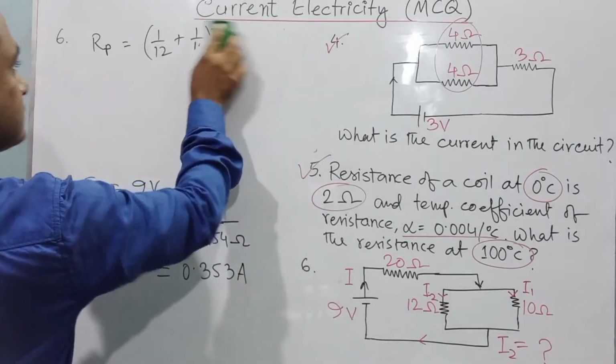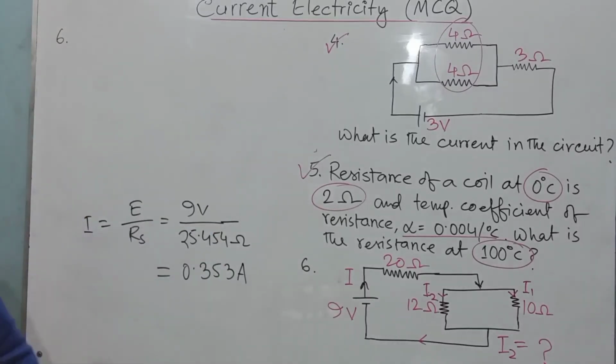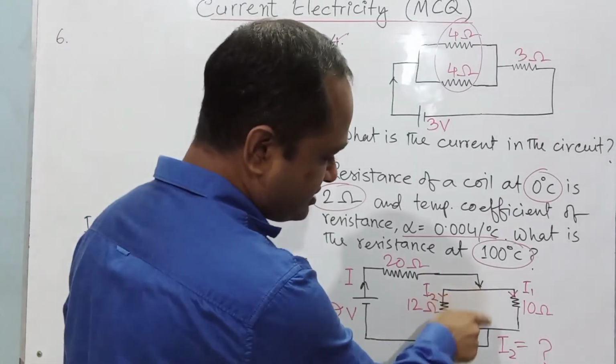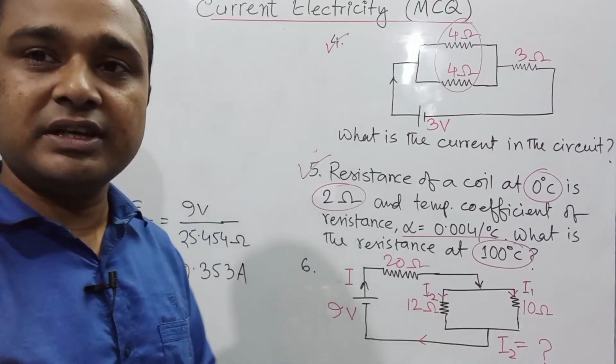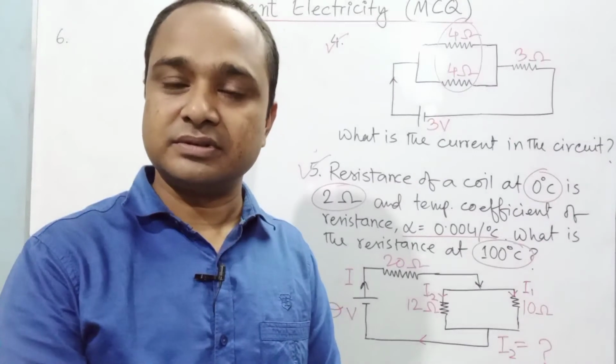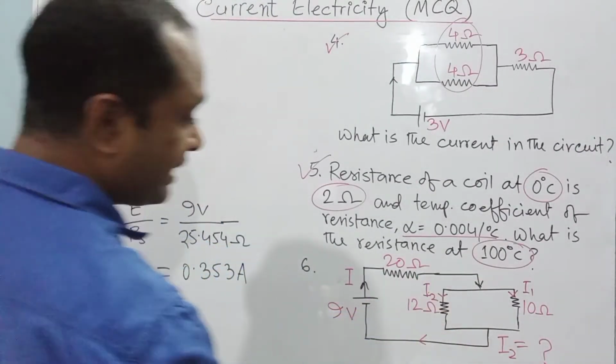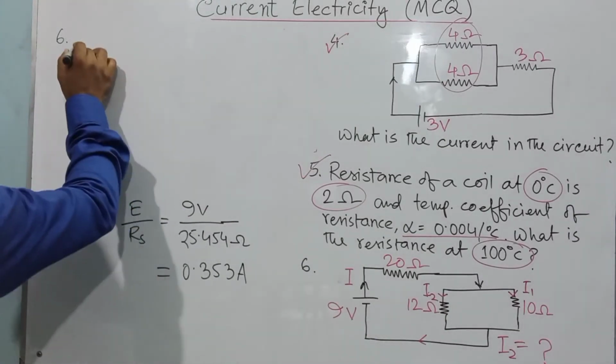Now we have to calculate the potential difference between the 2 points, and this will help us to calculate the partial current, that is I2. Okay, so now we are going to calculate the potential difference across the parallel combination.